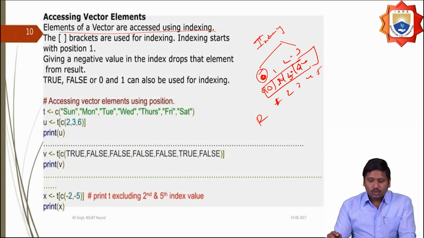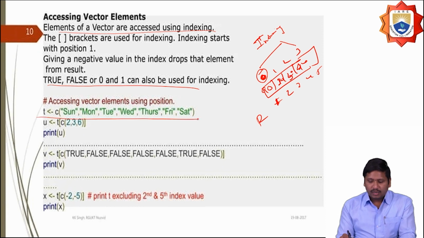Giving a negative index drops the element from the result. Also, true, false, and 0 can also be used for indexing. So this is accessing the vector elements using position.